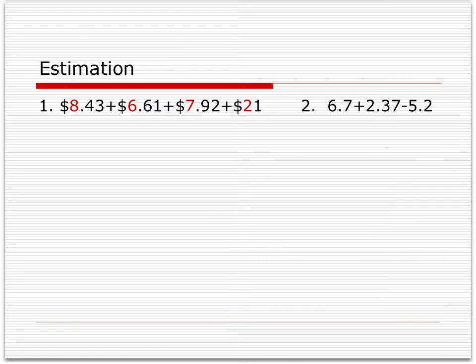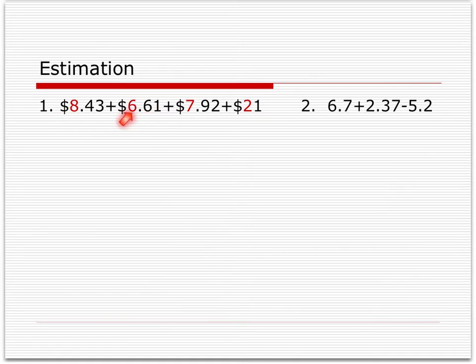To go and review the rules of rounding, remember, if I'm going to round to 8, I need to look at the 4. If this digit is 5 or higher, the 8 goes to a 9, and then these two numbers go to 0. If it's 4 or smaller, then I'm going to keep the 8 as it is.